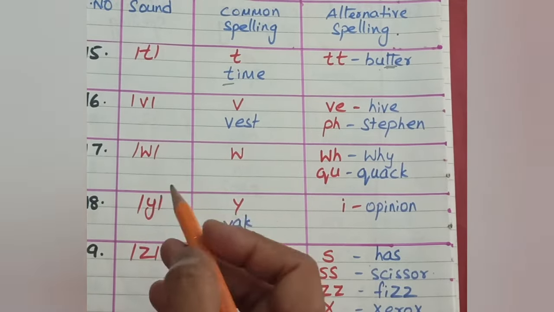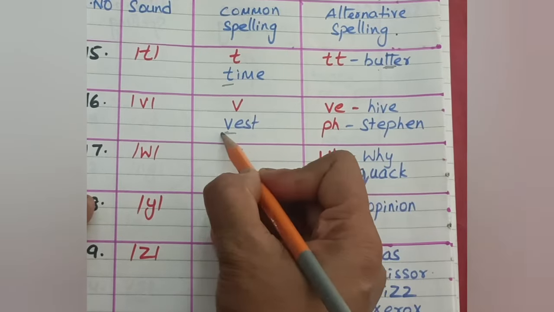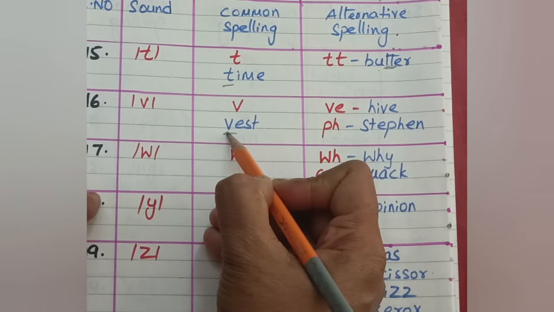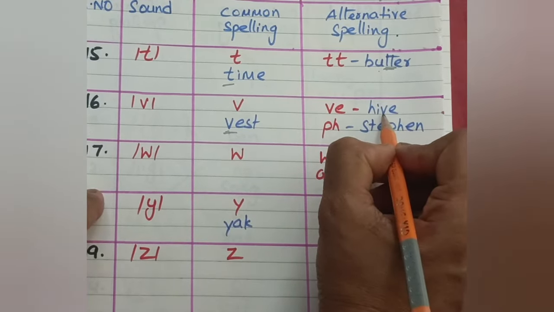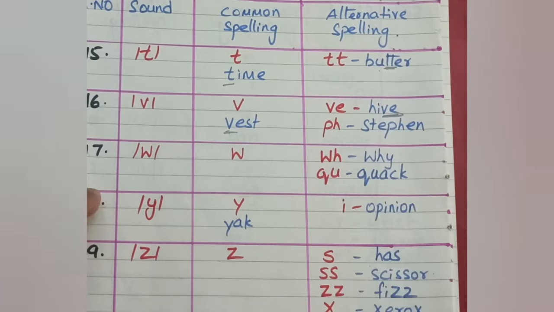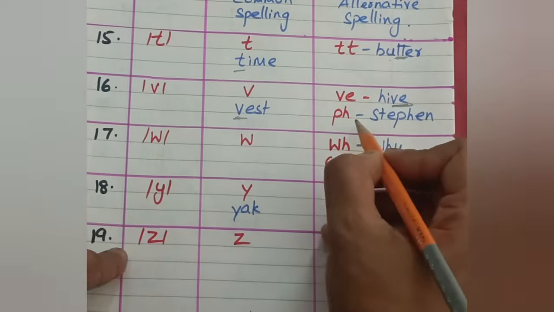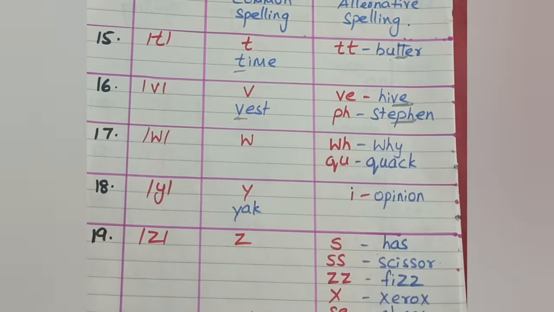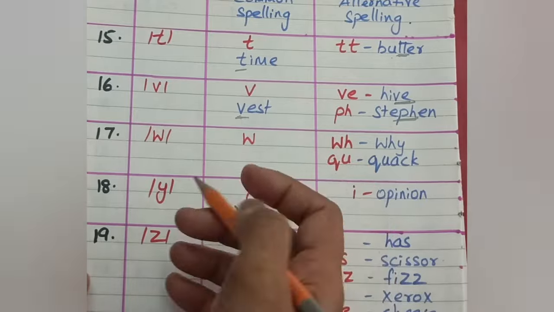And the 16th sound is V. West. It's a common spelling, west. And in hive, V-E representing the sound of V. And in Stephen, P-H representing the sound of V.